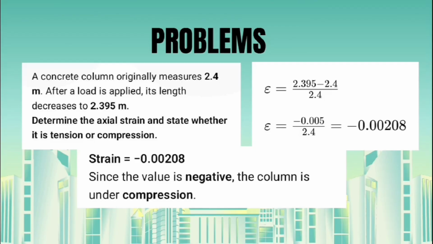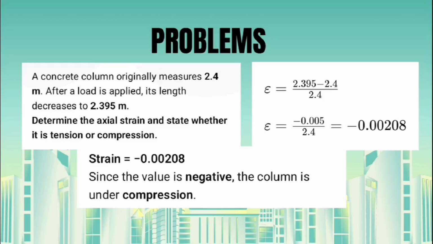And now, let's proceed to the next sample problem. A concrete column originally measures 2.4 meter. After a load is applied, its length decreases to 2.395 meter. Determine the axial strain and state whether it is a tension or compression.